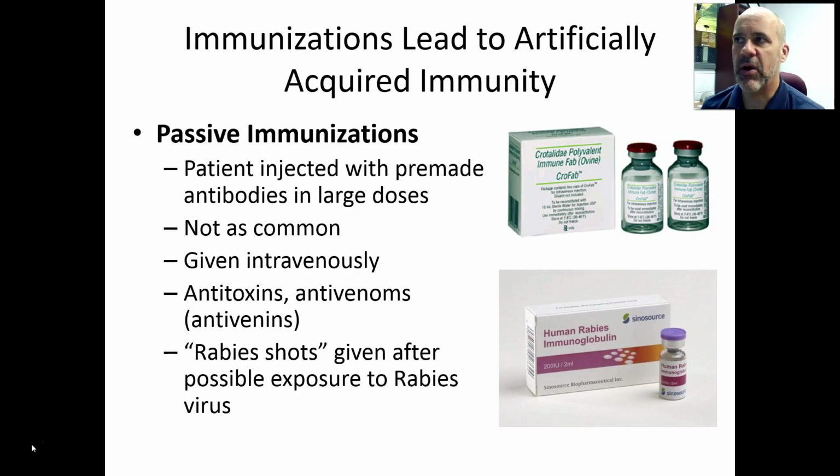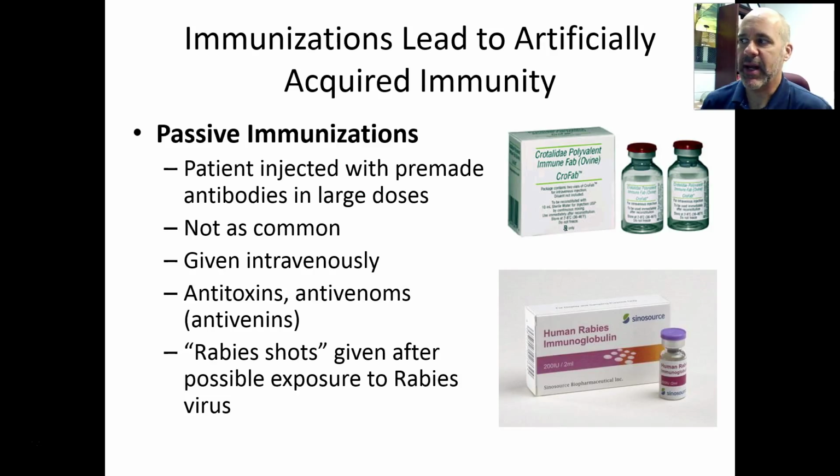All right, so let's talk about these artificially acquired passive immunizations. Now, first of all, these occur much less frequently than artificially acquired active immunizations. Artificially acquired active immunizations are what we call vaccines. And so we've all had those, I hope. Passive immunizations are really given generally in emergency type situations most of the time. And again, this is where a patient is given large doses of pre-made antibodies.